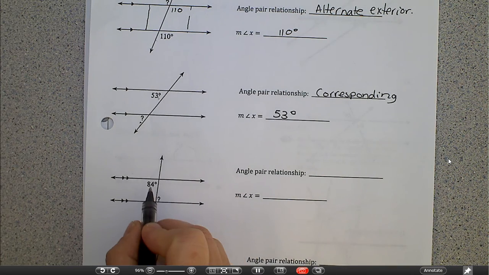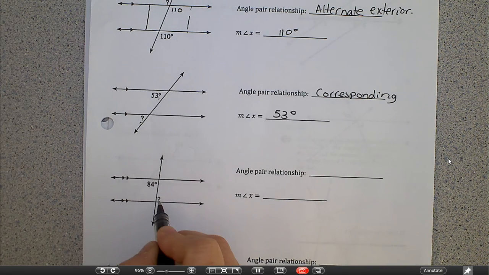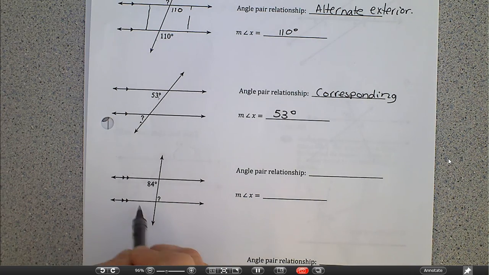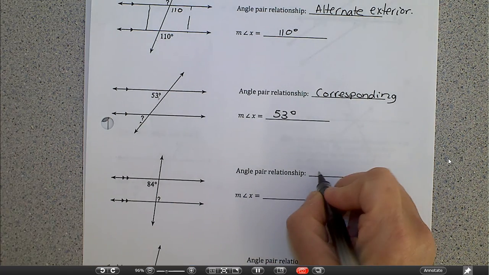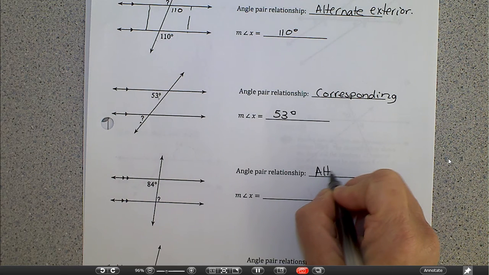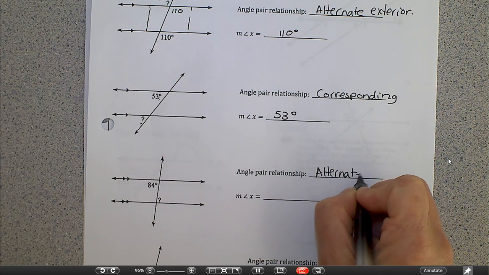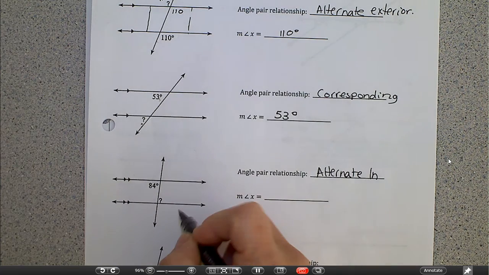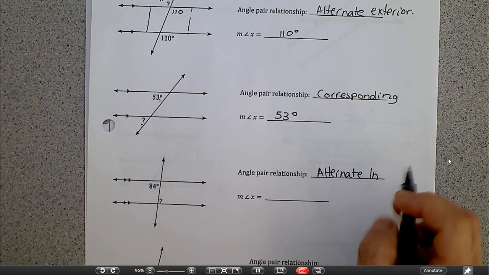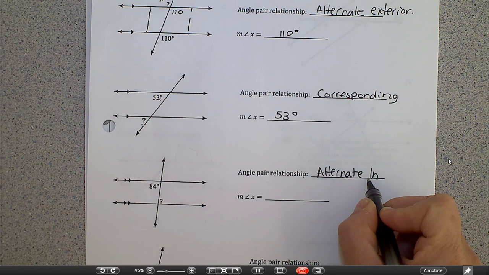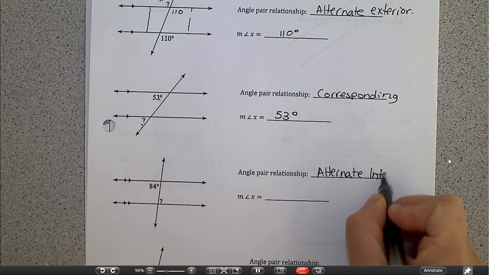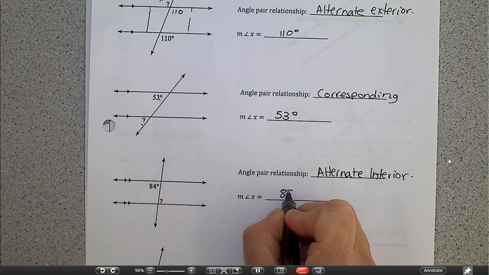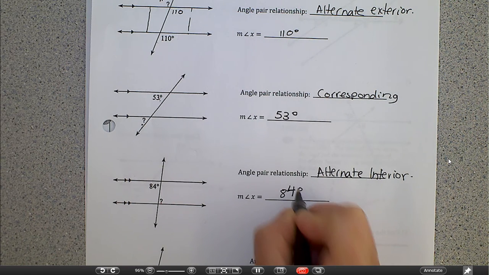Let's look at the next one. Here we have angles on alternate sides of the line inside the imaginary box, and we call that alternate interior because we're inside, in between the two lines or inside the imaginary box. Those angles are congruent as well. So it is 84 degrees.